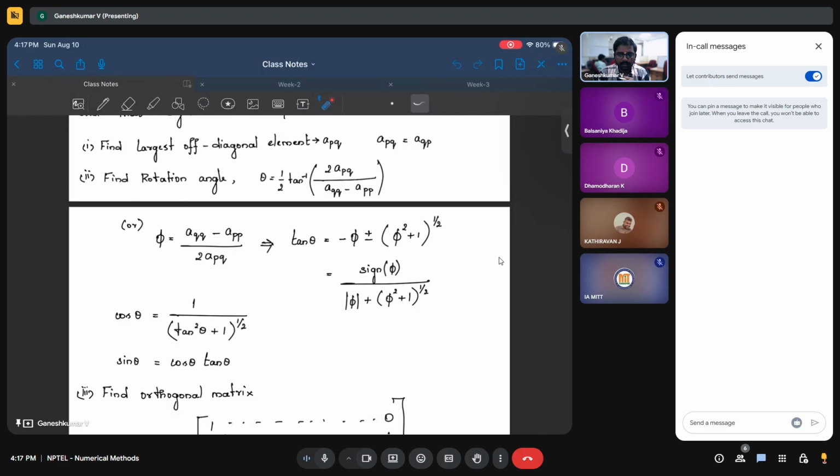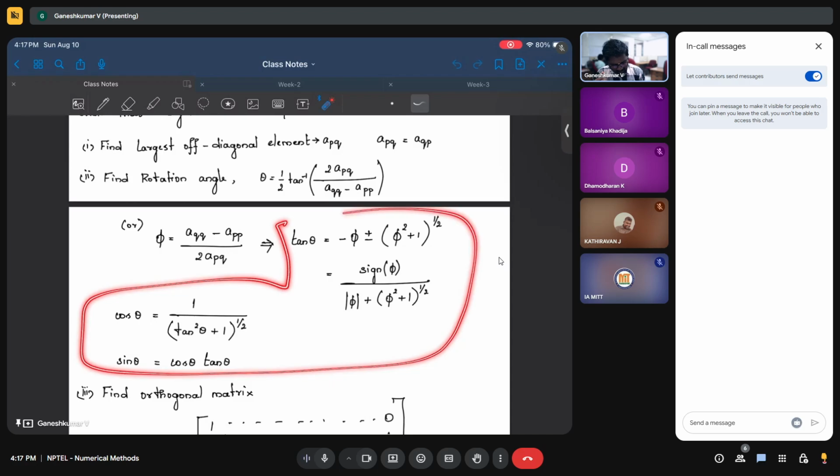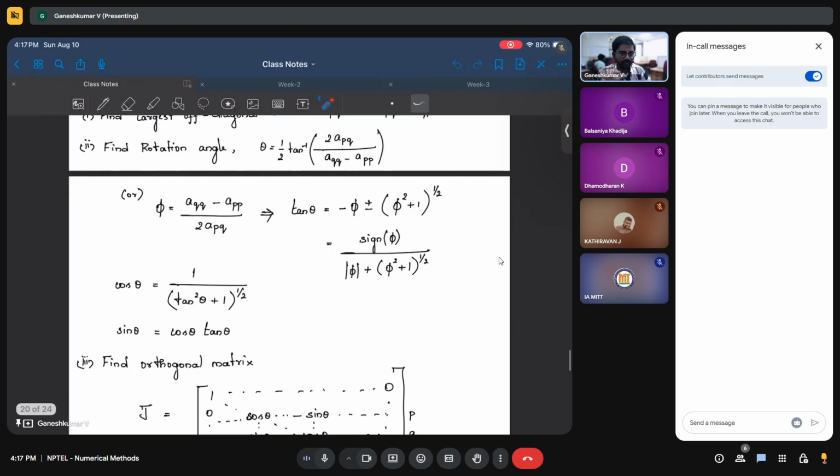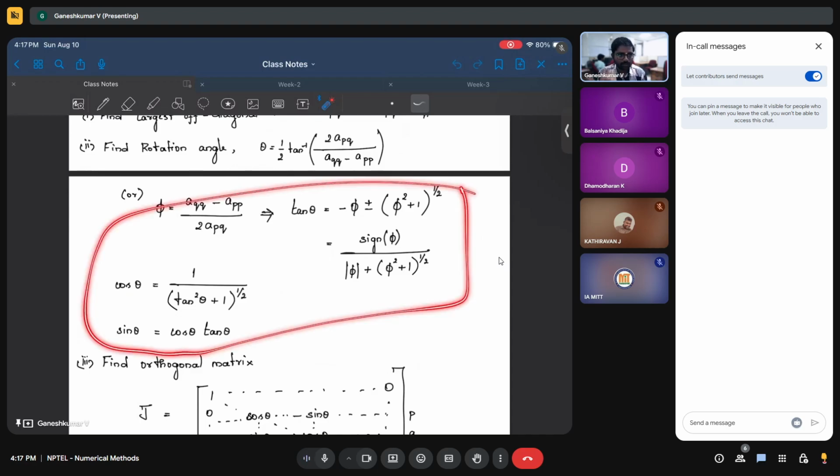So to avoid that, people take a different route. First you find tan theta based on this, and then based on tan theta you find sin theta and cos theta. In that way you do not need to invert the tan. But since we know the tan inverse, if it is simple, say 1 or 0.5, then you can easily find the angle. So while we solve by hand, we go with this. But when you're programming or using it in software, then you have to go with this logic.